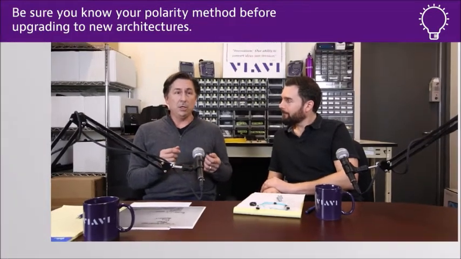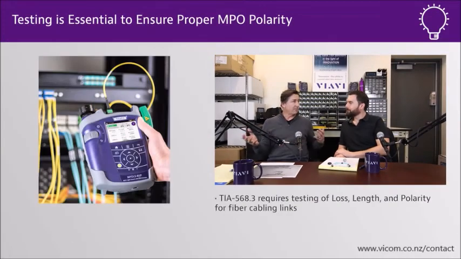So the takeaway is that you need to test it. If you're building an MPO link, you need to verify that the link has its correct polarity. It's in 568, since this is duplex connectivity. One of the things you're verifying with this test is loss, length, and polarity, that you're routed correctly. So you have to test it when you're building a link.